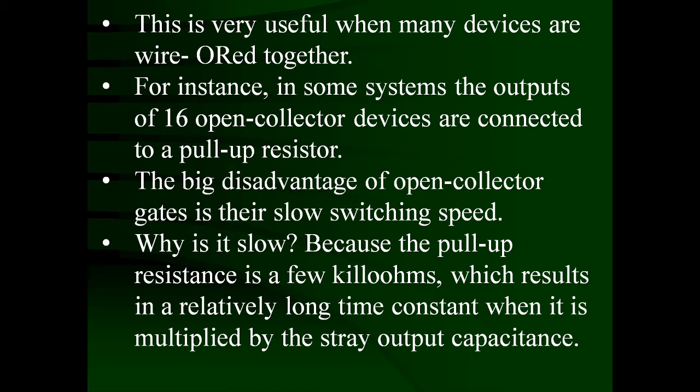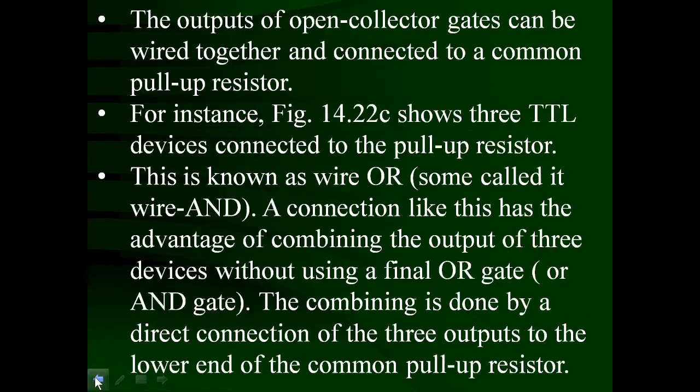Why? Because this output stage has a stray output capacitance, which is called CL. That stray output capacitance has to charge from the pull-up resistance when the transistor is going from on to off. That means this has to be charged. Let us see in the circuit.